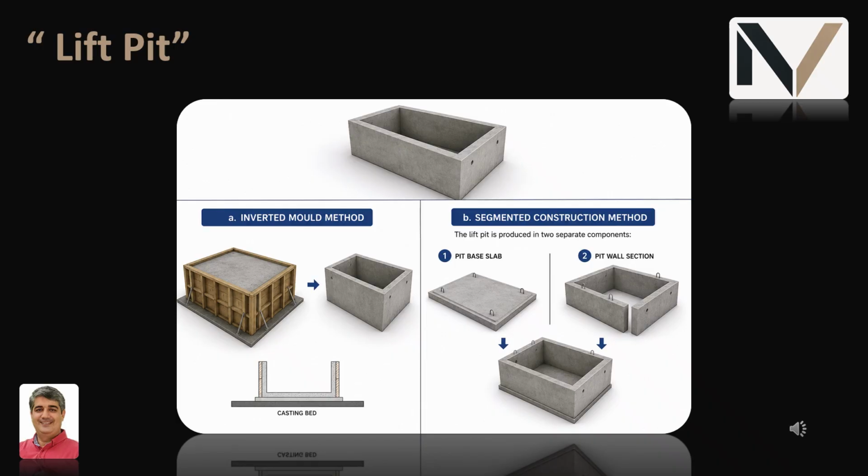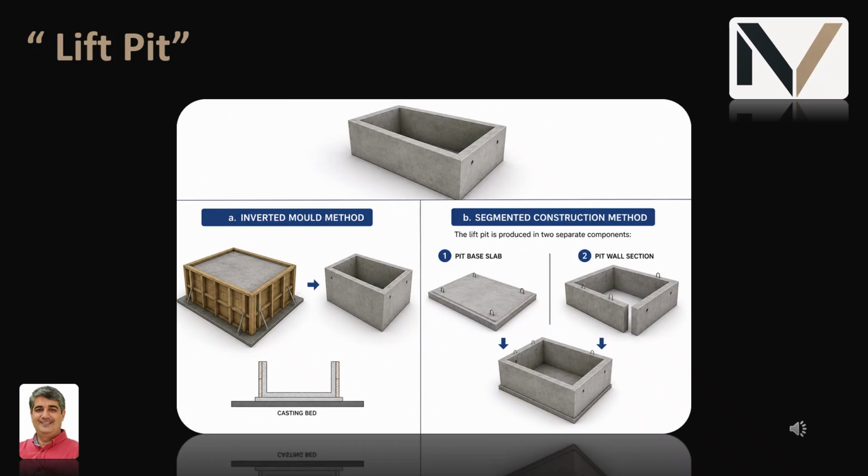The lift pit is generally a rectangular box-shaped structure with an open top. It is commonly produced using one of the two methods I discussed earlier. The first method, which I call the inverted mold method. In this method, the timber mold, and of course it can be a metal mold, based on what the company is compatible with, is designed so that the face which remains open in the finished product is cast against the casting bed. In effect, the lift pit is manufactured upside down as an inverted box structure.